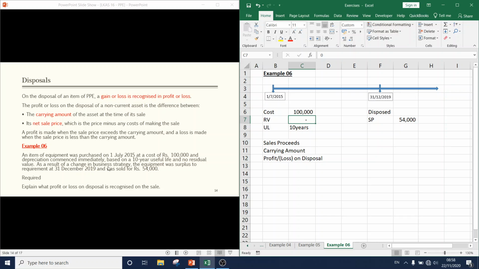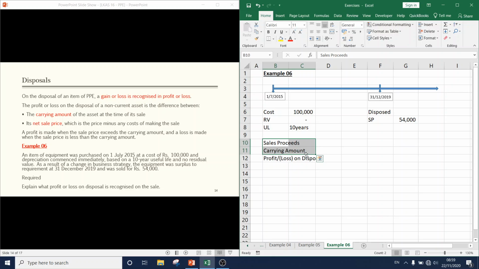As a result of a change in business strategy, the equipment was surplus to requirement as at 31st December 2019. It means on this date we are going to dispose of it because it is surplus to our requirements. We no more need that asset, and it was sold for 54,000. This is the amount we obtain from the transaction, our sales proceeds. Required: explain what profit or loss on disposal is recognized on the sale. On this disposal, what is the profit or loss amount we need to recognize?